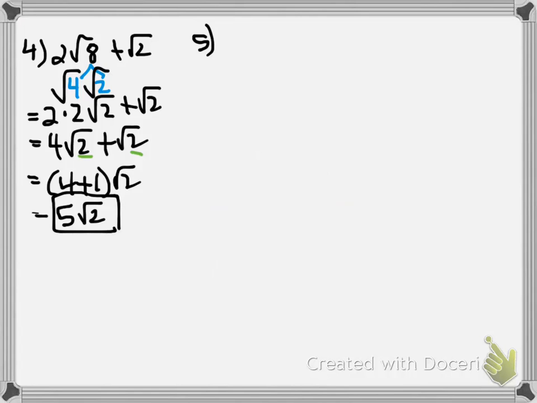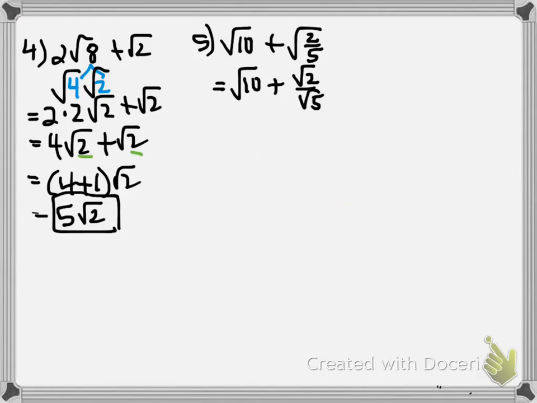Alright, let's try another one like that. Ooh, more complicated. We have radical 10 plus radical 2/5. Now radical 10 is simplified. It's the radical 2/5 that we're going to have to work on. So first, we're going to rewrite radical 2/5 as radical 2 over radical 5. And then we talked about how we can rationalize a denominator by multiplying top and bottom by whatever that denominator radical is.